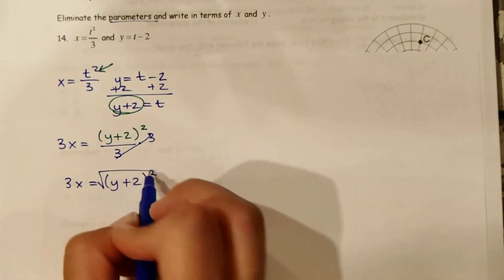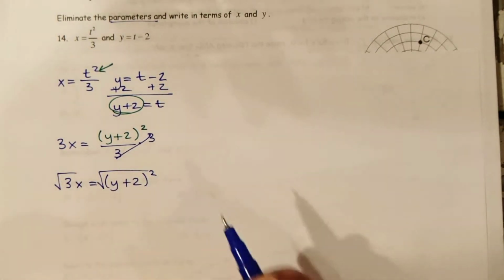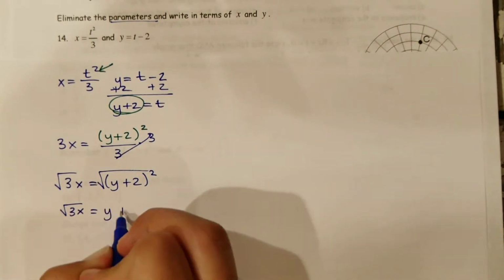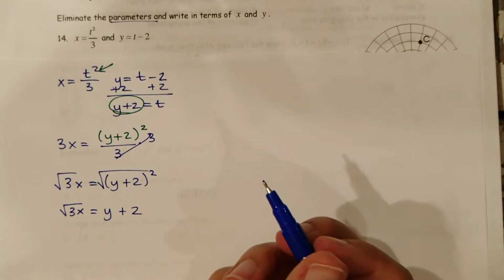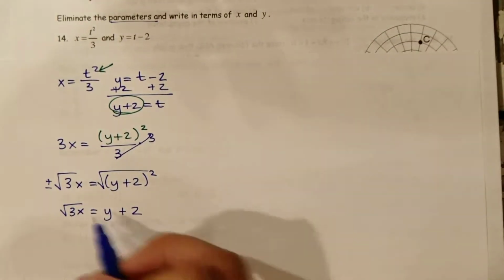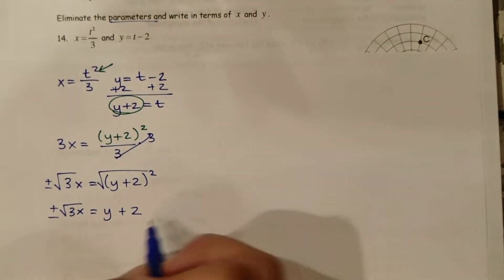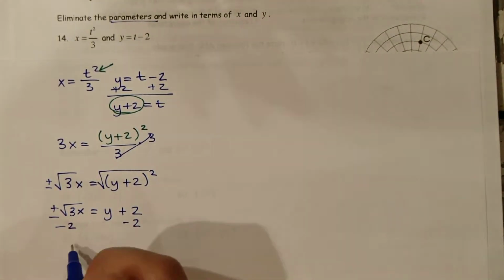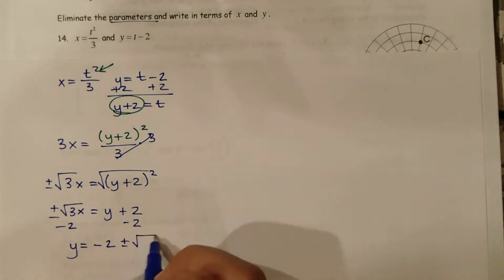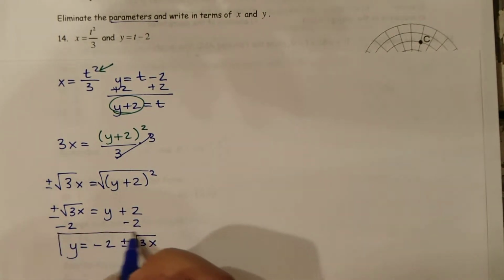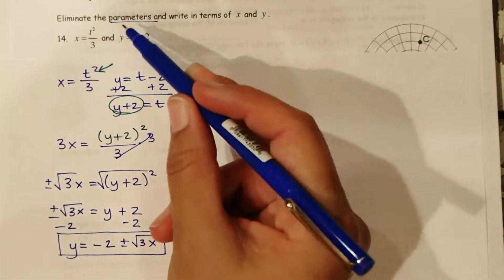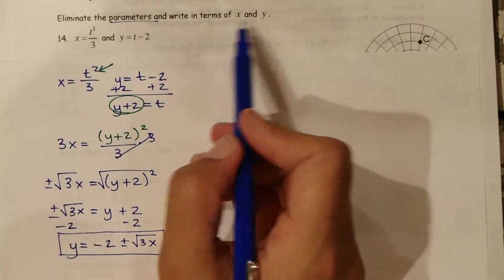Now we can take the square root of this side and the square root of this side to get rid of the squared here. So we'll have square root 3x equals y plus 2. So now we can just solve, well, it's actually plus or minus. Now we can just solve for y. Subtract 2, subtract 2. So y equals negative 2 plus or minus the square root of 3x. So now we started with a function that had t in both. We've eliminated that parameter. Now it's just in terms of x and y, which is what they were asking for.